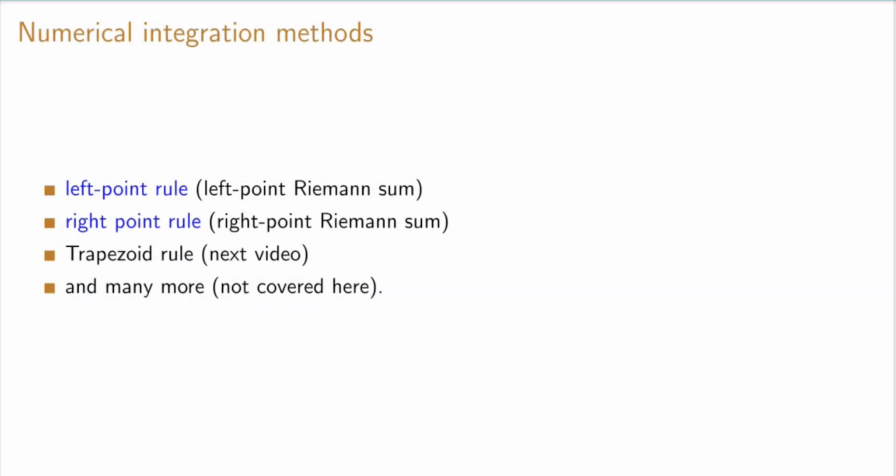Here we will discuss three methods for numerical integration: the left point rule, the right point rule, and the trapezoid rule. The trapezoid rule I do in the next video, but the left and right point rule I do here. And the video is actually really short because we have done all this in the previous calculus class, where the left point rule and right point rule is really basically nothing else than the Riemann sum, left point Riemann sum or right point Riemann sum.